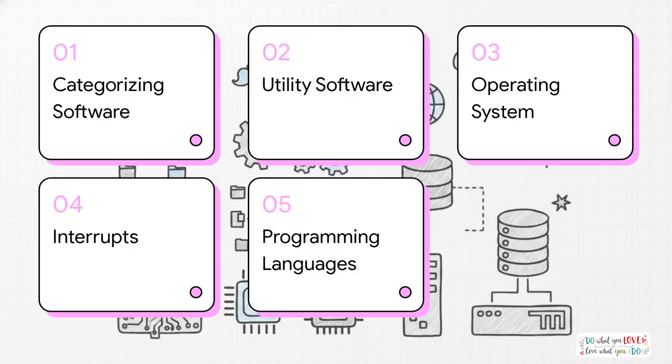Okay, let's take a quick look at our roadmap for today. We're going to break things down into 5 key areas. First, categorizing software. Then, utility software. Third, the operating system. Fourth, interrupts. And finally, programming languages. Let's dive right in.